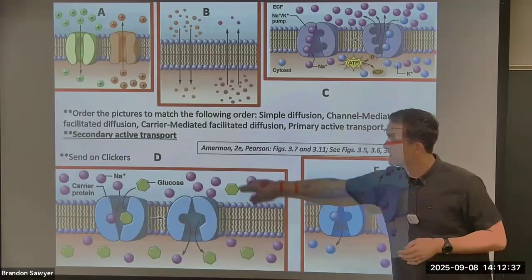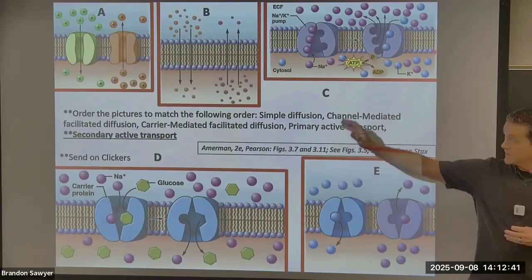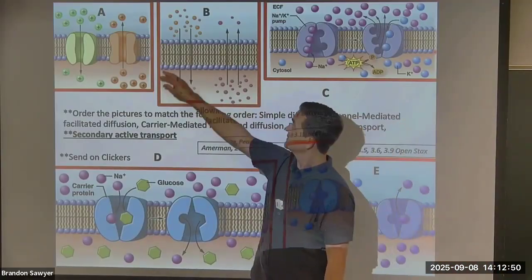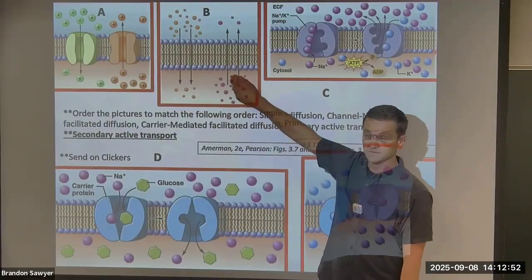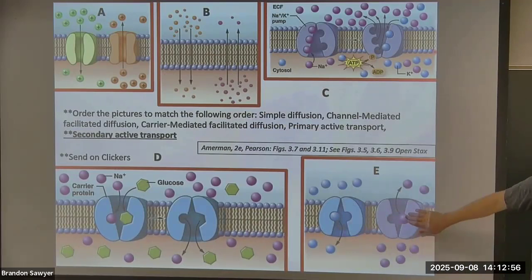So D is the right answer for the secondary active transport. This is secondary, this is primary. Okay, what's A up there? That one's the channel mediated. What's this one? Simple diffusion, things that can just get right through the membrane without any help. And then this one, carrier mediated.